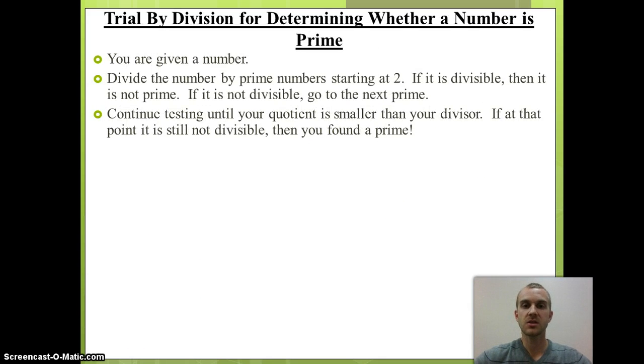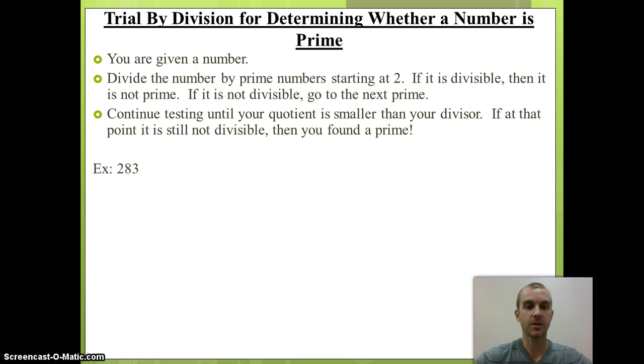Now if I need to determine whether or not a number is prime, I can use trial by division. Here I'm going to be given a number, and I'm going to divide that number by prime numbers starting at 2. If it's divisible at some point, then the number is not prime. If it is not divisible, then I go to the next prime number. And I'm going to continue testing until my quotient is smaller than my divisor, because at that point I know that there's nothing I can divide by.